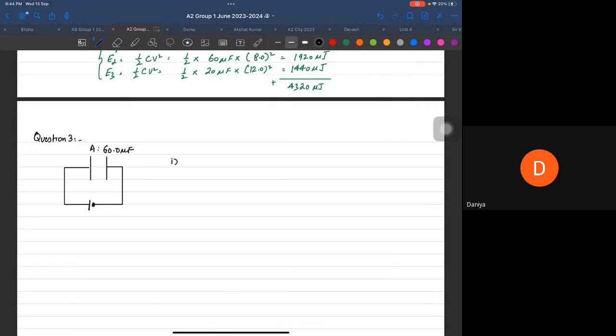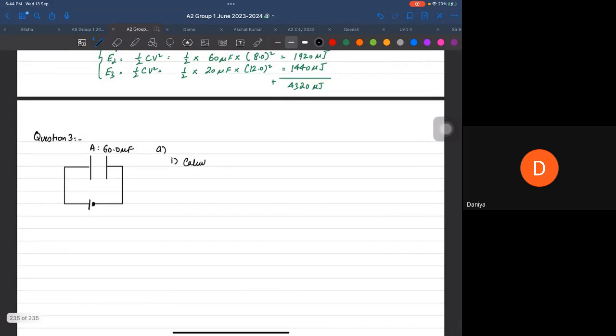In the first part, this is A1, they say calculate the total charge stored by A. Then, in the next one, they say calculate the energy stored.